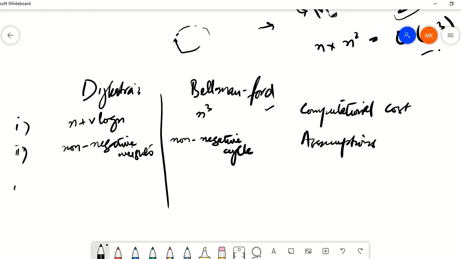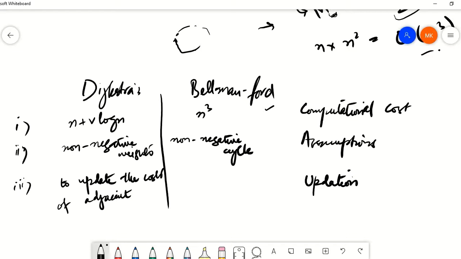The third is how the updation of cost works. The updation mechanism for the Dijkstra's algorithm is to update the cost of the nodes that are adjacent to the node in observation, whereas in case of Bellman-Ford's algorithm, all nodes are checked for a possible update of their cost using all possible edges.